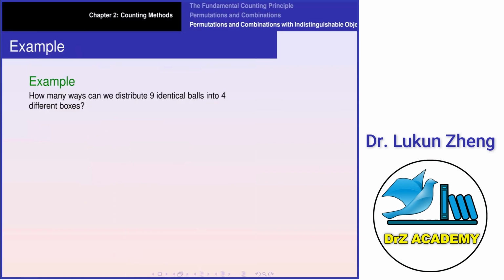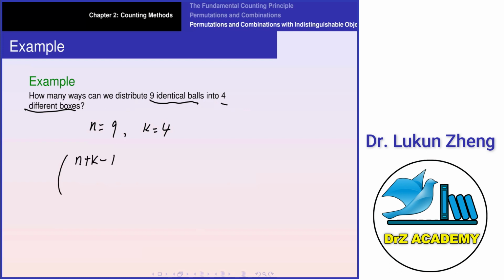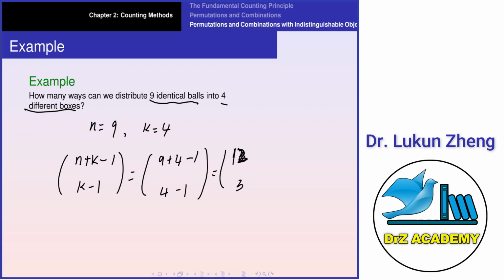Now, how many ways can we distribute 9 identical balls into 4 different boxes? Identical balls, and 4 different groups, boxes. So therefore, here n equals 9 and k equals 4. So you can just put in n plus k minus 1, choose k minus 1. It's going to be 9 plus 4 minus 1 over 4 minus 1. On the top is 12, on the bottom is 3. 12 choose 3. So now you can use the calculator, 12 choose 3, and you find 220. All right, 220.